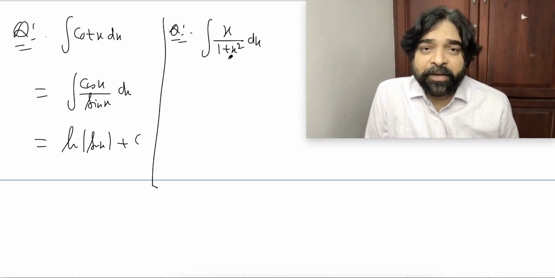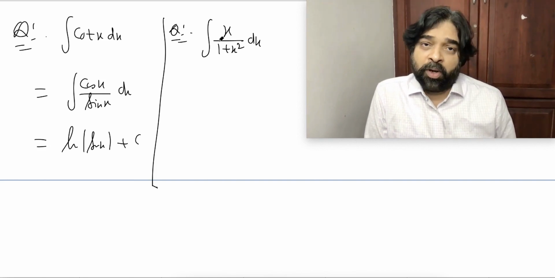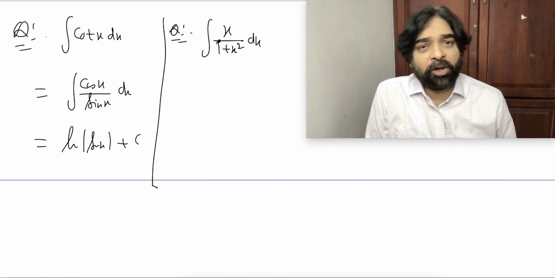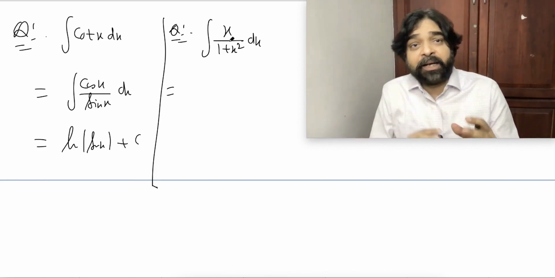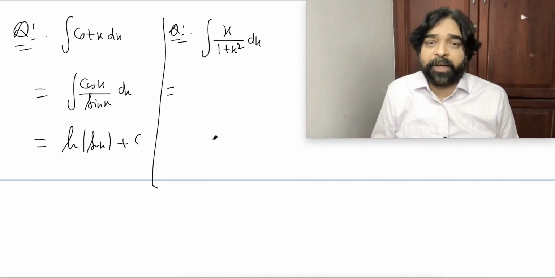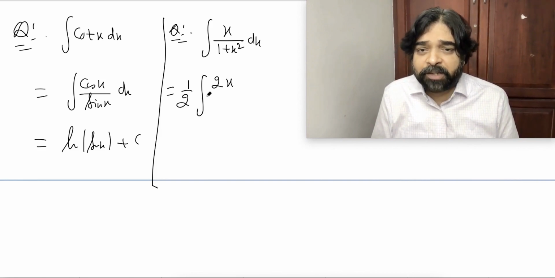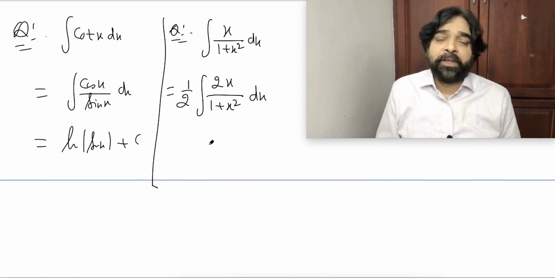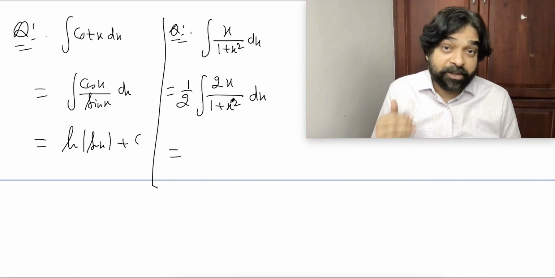1 plus x square differentiation is what? 2x. Is the numerator 2x? No. What is missing? Constant missing. Constant missing is not a problem. Constant I can multiply, divide, outside, inside, anywhere I can bring it. Variable we cannot bring. So this I can write as 1 by 2 integration of 2x by 1 plus x square. I am sure that all of you are able to understand. Is it clear?